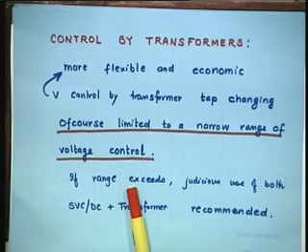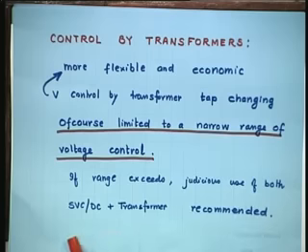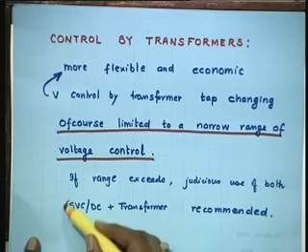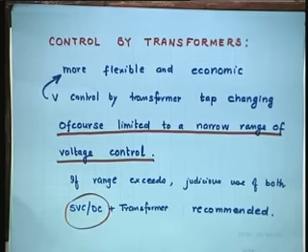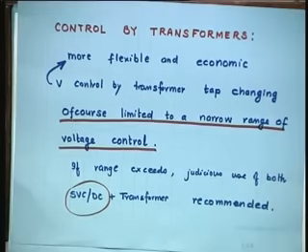If the range is exceeded, judicious use of SVC, DC plus transformer is recommended. In fact, judicious use of all the three, not both. Both means I have combined two here. That is why I have written both, otherwise you have to read all three. What percentage of this, what percentage of that, that depends on a particular problem, particular location, particular requirement. You can't give a general prescription. You have to work out each problem separately.